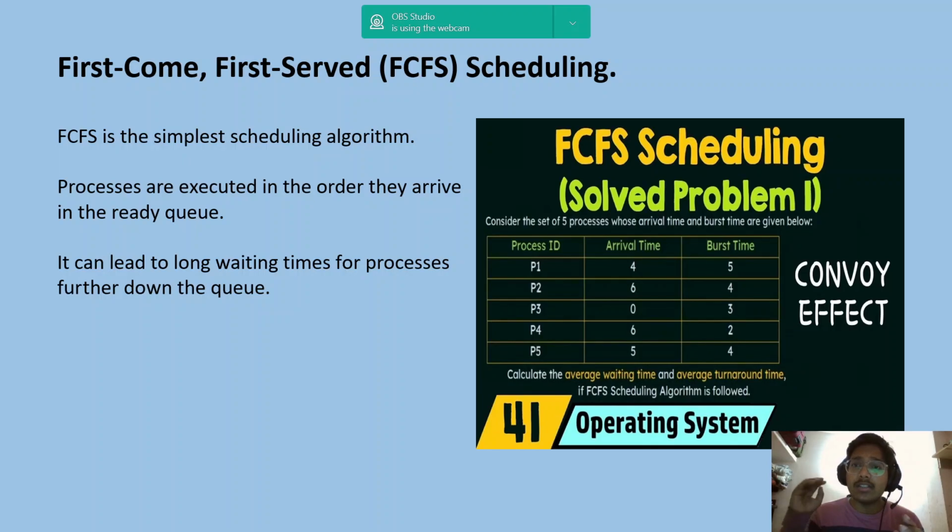The process which enters will be executed and go, and then the next process which comes will execute. But it can lead to a long waiting time for the processes further down the queue, because other processes keep waiting. Understand, if a process waits for 5 seconds and then executes for 10 seconds, the other processes have to wait for 15 seconds. So this is the problem.